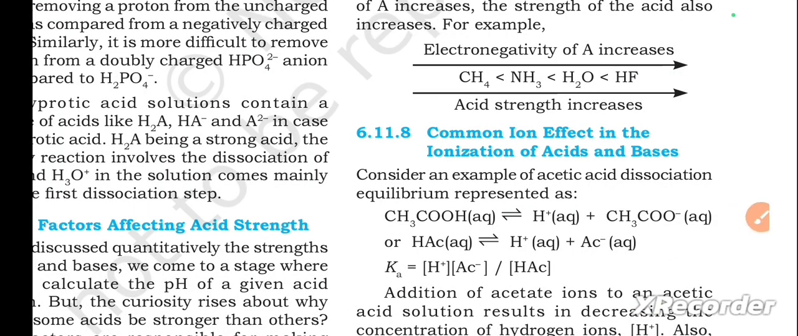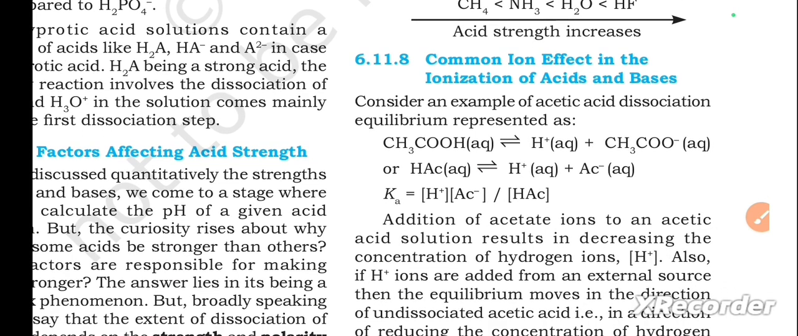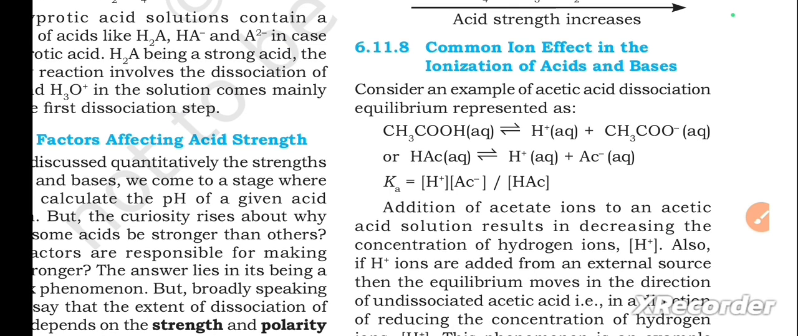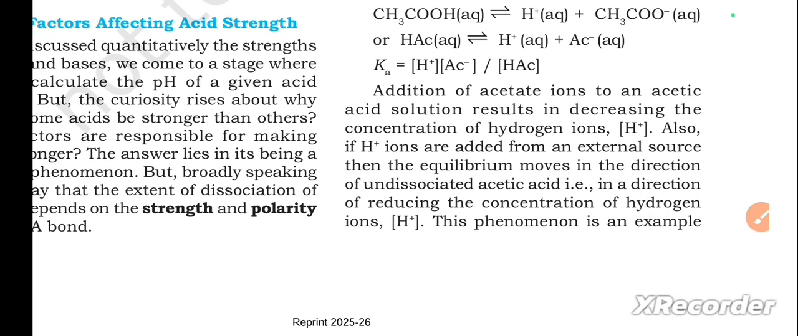6.11.8 Common ion effect in the ionization of acids and bases. Consider an example of acetic acid dissociation equilibrium represented as CH3COOH gives rise to H+ and CH3COO-, which is a reversible reaction. The next two reactions are also reversible. HAc (aqueous) gives rise to H+ and Ac-. Addition of acetate ions to an acetic acid solution results in a decrease in the concentration of hydrogen ions, H+.